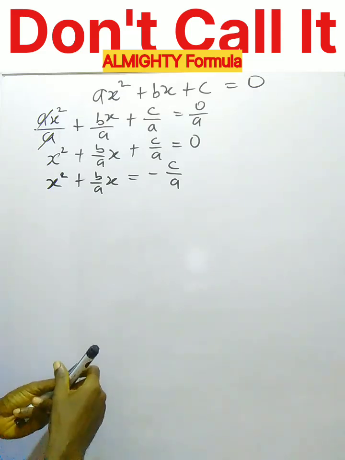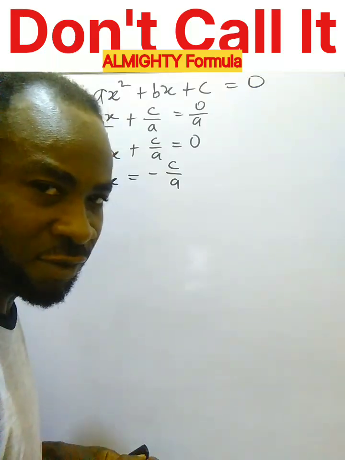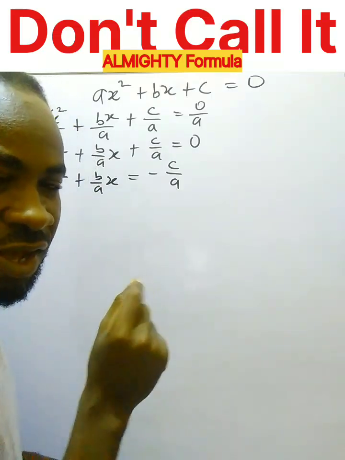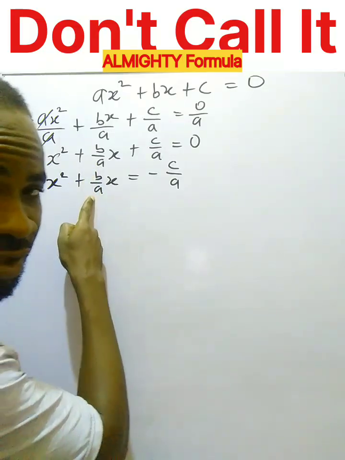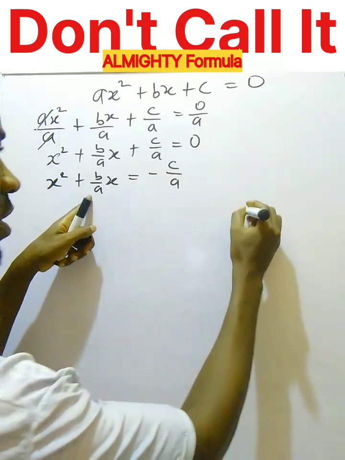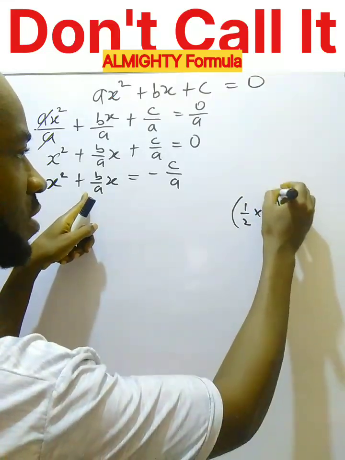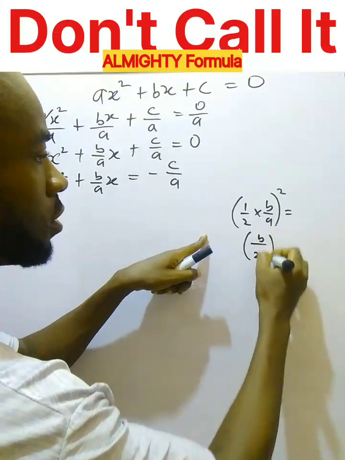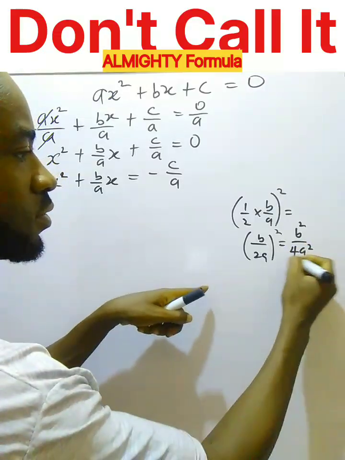Okay, so our next step again is, remember what we learned in our previous video, we're going to make this left hand side look forward to become a perfect square. And what is that? We are going to take the coefficient of this x, which is b over a. We are going to multiply this b over a by half, and then we square it. So let's do that somewhere here. If I use half to multiply this b over a, and I square everything, that will give me b over 2a all squared, and that gives me b squared over 4a squared. So this is my result.